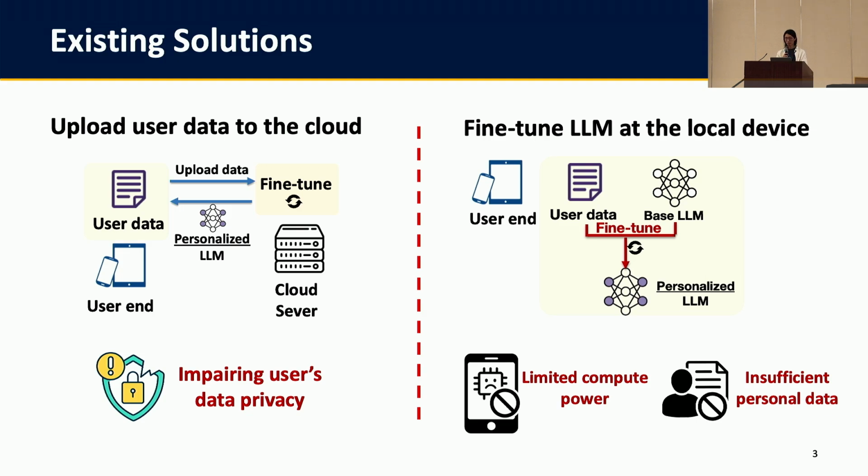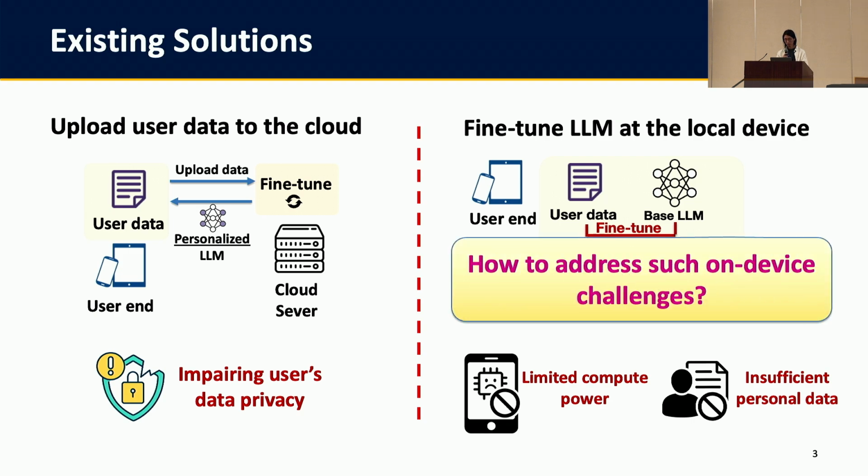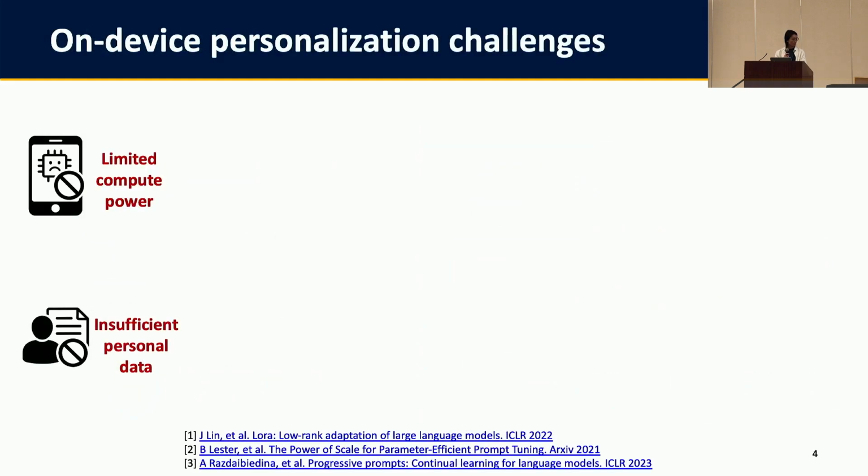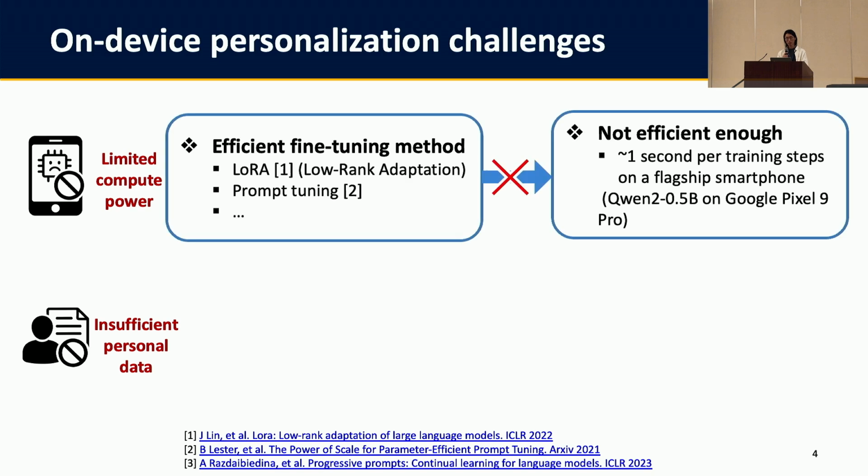And these two challenges cannot be addressed by simple existing methods. First, regarding the limited computing power, we can use efficient fine-tuning methods to reduce the computing cost. However, such reduction is not significant enough because they still need to backpropagate through the entire model. In our experiment, even fine-tuning a 0.5B model for one training step on a flagship smartphone needs 1 second, even with the efficient fine-tuning method.